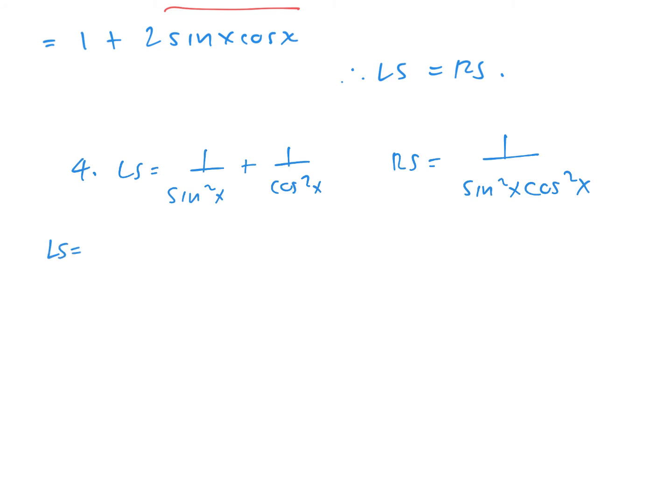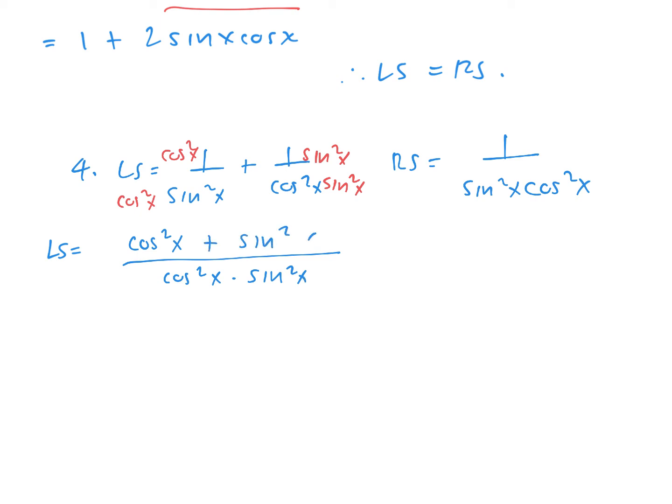I could find a common denominator. So this is how I can simplify this side by adding the terms together. In order to add together, I need a common denominator. So I'm going to multiply the left term by cos squared x because the common denominator is cos squared x sine squared x. So the left term I'll multiply by cos squared, the right term I'll multiply by sine squared.